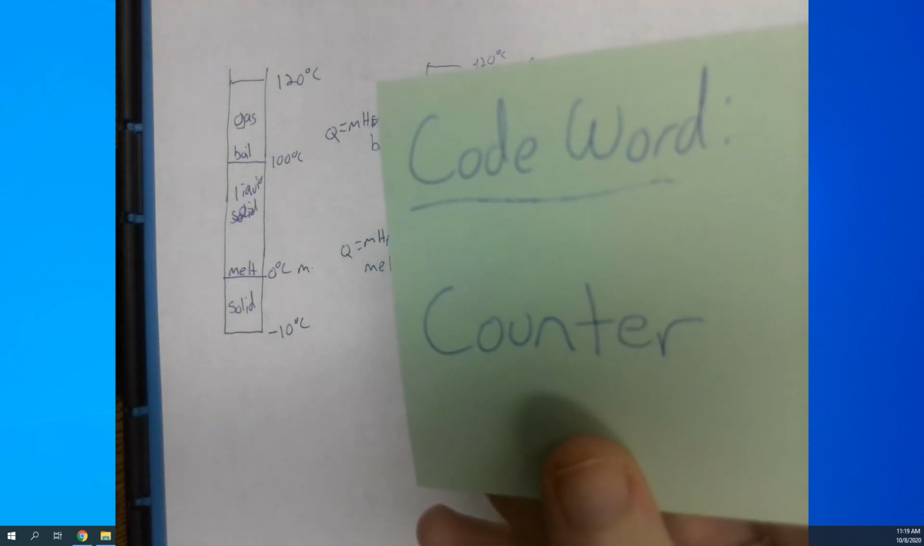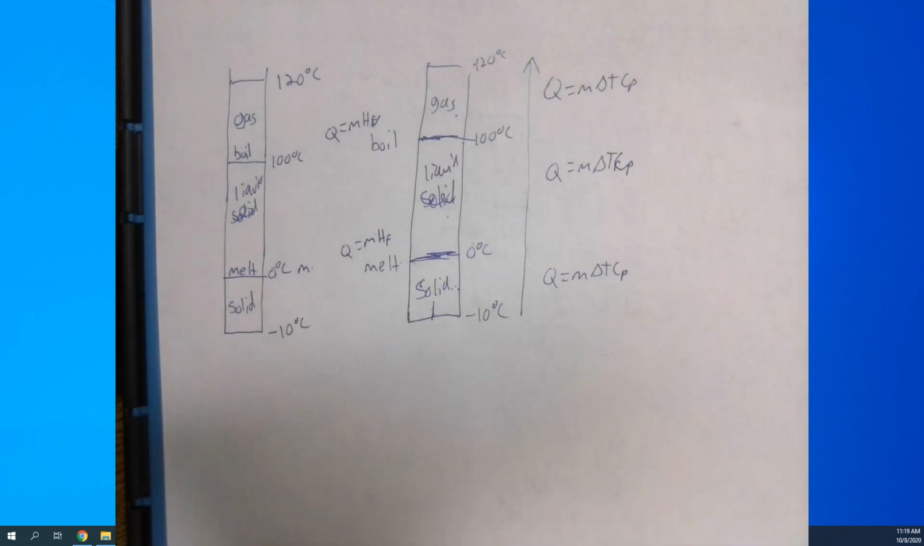By the way, the code word. There's the code word of the day.